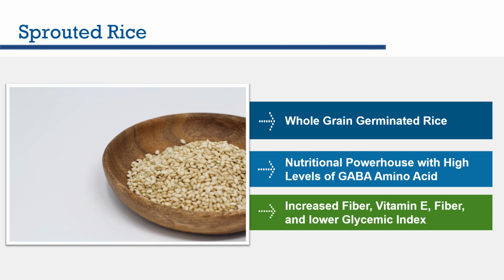Research on sprouted rice shows that after germination, the brown rice is higher in several antioxidants, vitamin E, protein, healthy fats, and fiber. It also has a lower glycemic index, so it's less likely to cause blood sugar spikes. Early studies also suggest that sprouted brown rice might have some anti-diabetic properties. Please note, USA Rice recommends purchasing sprouted rice as opposed to sprouting on your own. The sprouting process must occur under controlled temperature and humidity conditions in order not to spoil.